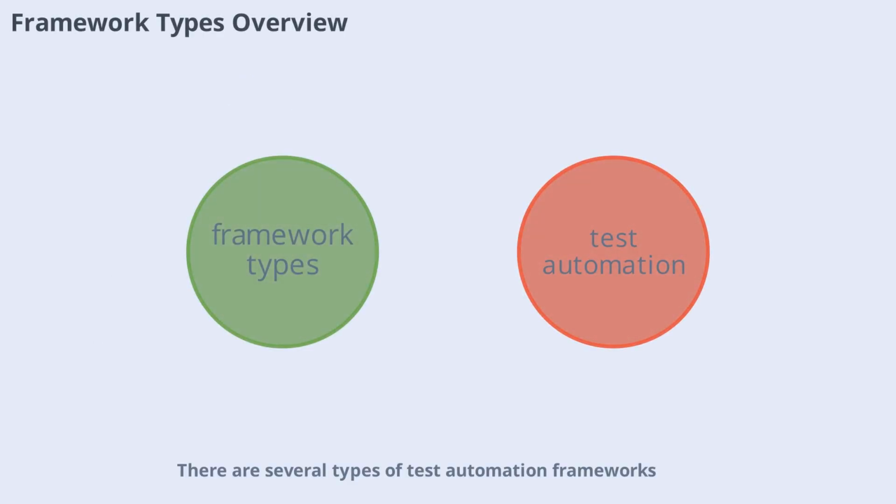There are several types of test automation frameworks, each suited to different needs. Linear scripting is simple and best for small projects.